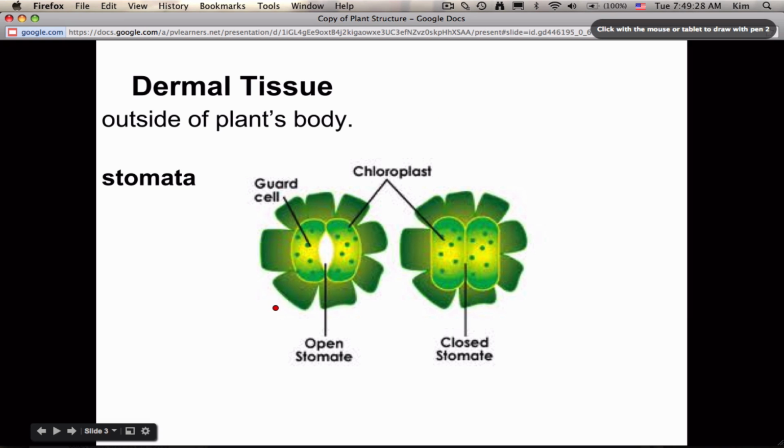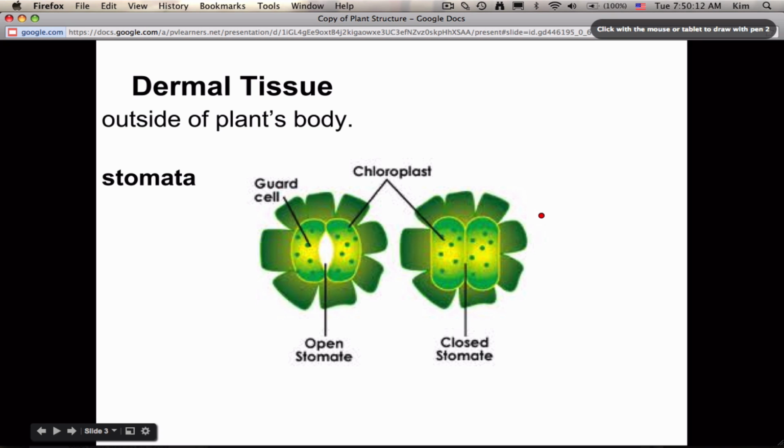So let's say that it's morning in Arizona and it's not too hot yet and there's plenty of sunlight, but it's still a little bit moist, not too terribly dry yet. These stomata are going to be open, okay? And they're going to be allowing the plant to release moisture into the atmosphere. Having these open stomata is one of the ways that the plant is able to pull water up through its roots. Okay, so when these are open, the plant is doing what's called transpiration.